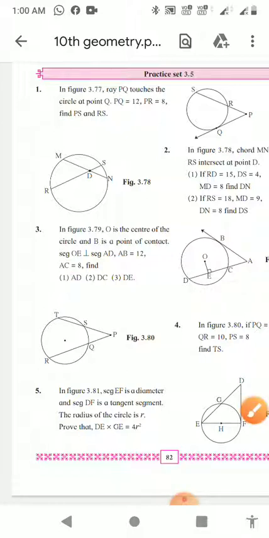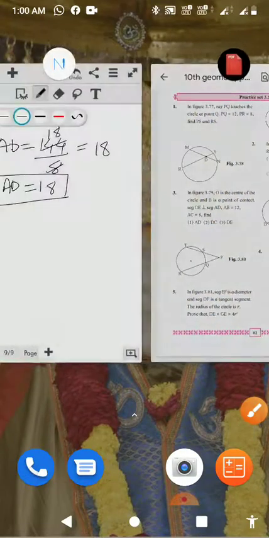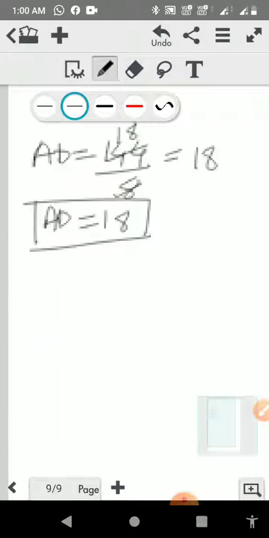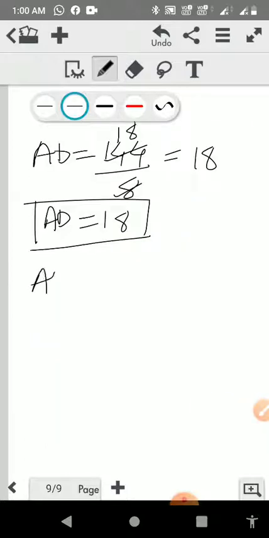Now we will see how to calculate DC. If we see the diagram, this complete distance AD is nothing but AC plus CD, isn't it? So I can write AD equal to AC plus CD.